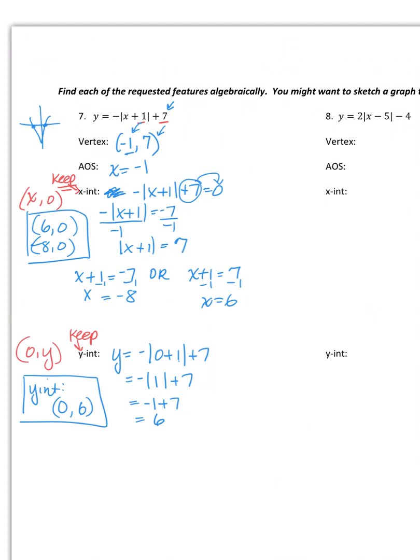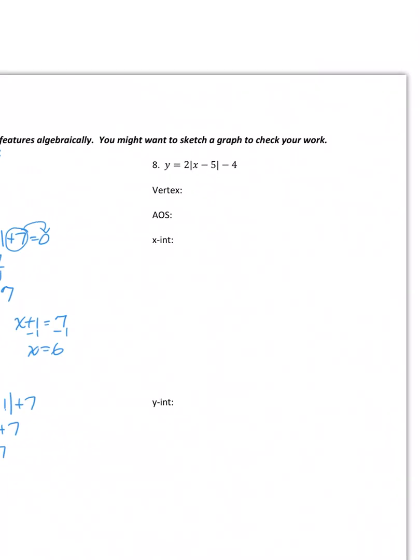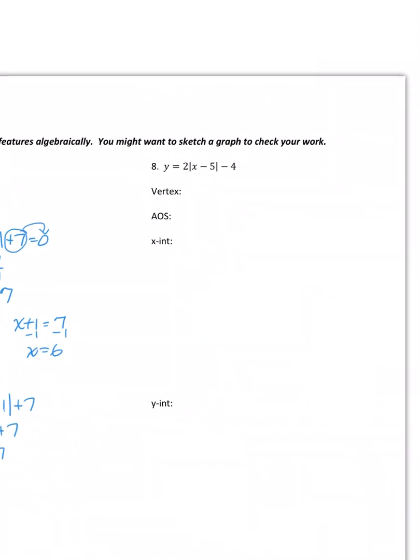Let's try another one like this. y equals the absolute value of 2 times the absolute value of x minus 5 minus 4. All right, so vertex, remember I'm going to take what's happening in here and reverse the sign. So if it's minus 5, I'm going to make it plus 5. This, I'm going to leave alone, keep the sign the same.